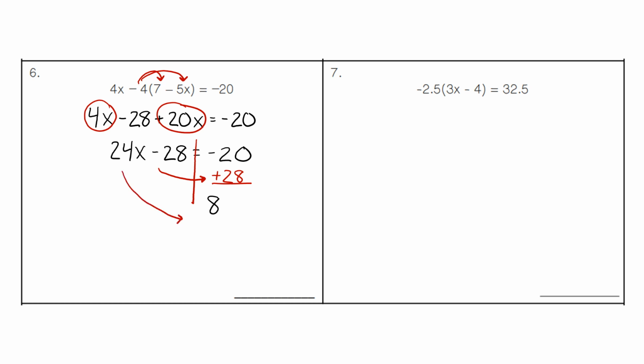And our final step is to move the 24. 24 and x side by side means they're being multiplied. So we would do the opposite. We would divide. 8 divided by 24 gets us a fraction of 1/3.